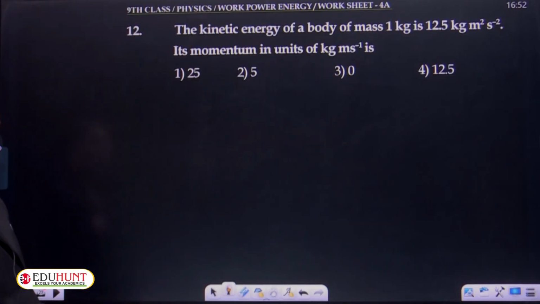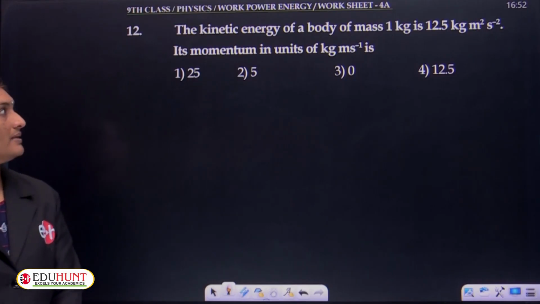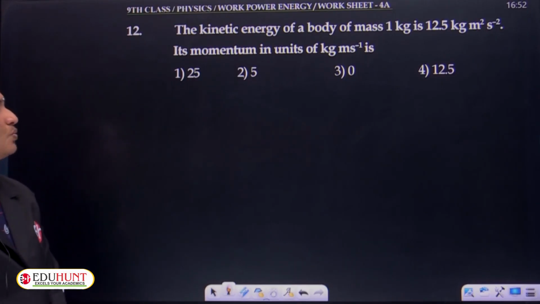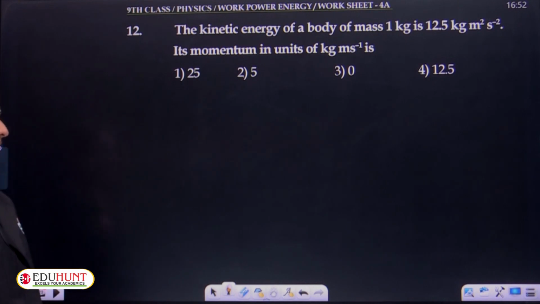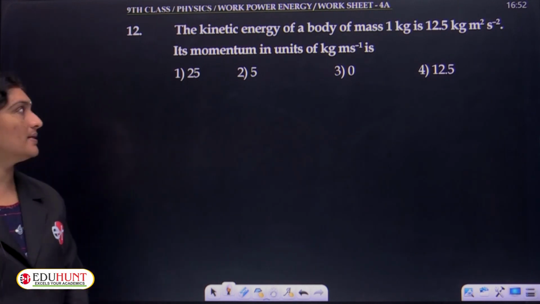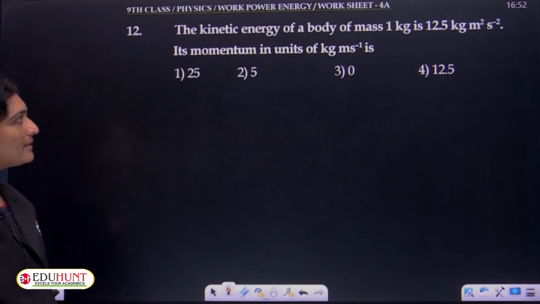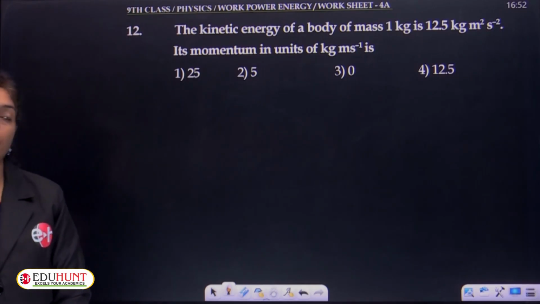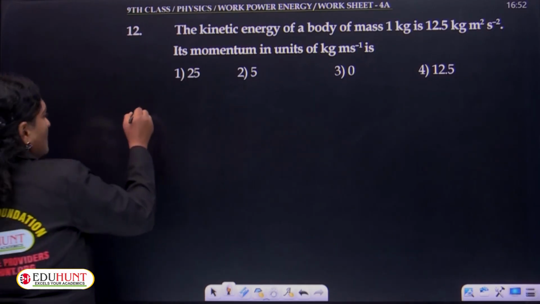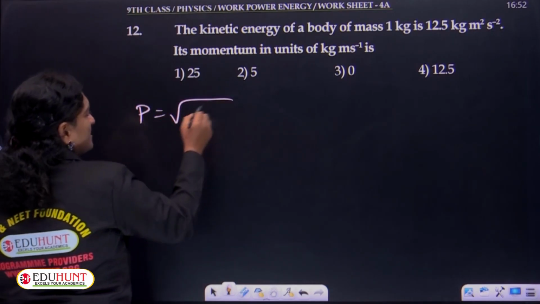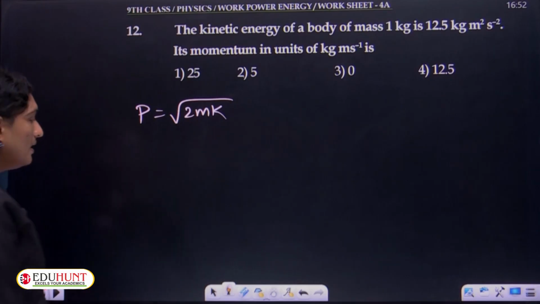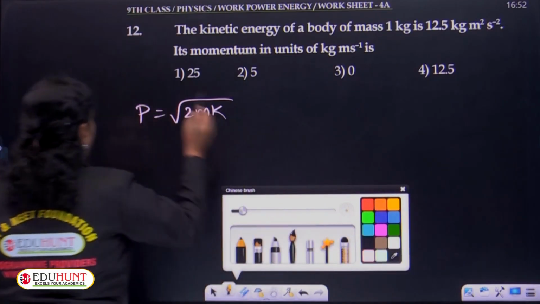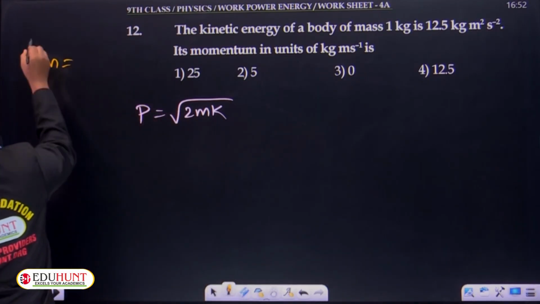So now, the 12th question. Kinetic energy of a body of mass 1 kg is 12.5 kg meter square per second square. So, given the value of kinetic energy, its momentum in units of kg meter per second is... Children, what is the formula for momentum? It equals under root 2mK. Yes or no? Okay.